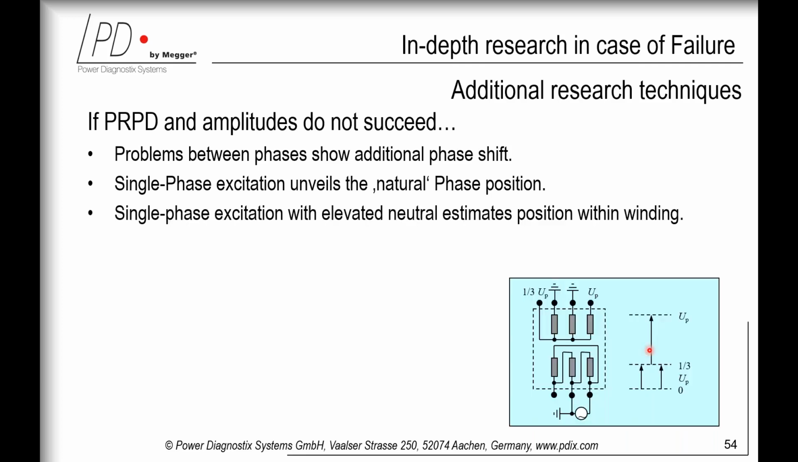Furthermore, if available and possible, single phase excitation with elevated neutral helps to estimate the defect position within the winding. Due to the elevated neutral, the voltage drop across the suspicious winding is reduced from zero to your peak down to only a third of your peak. So if your inception voltage then stays the same, the defect must be quite close to the bushing. If the inception voltage lowers, it's PD deeper within the winding.